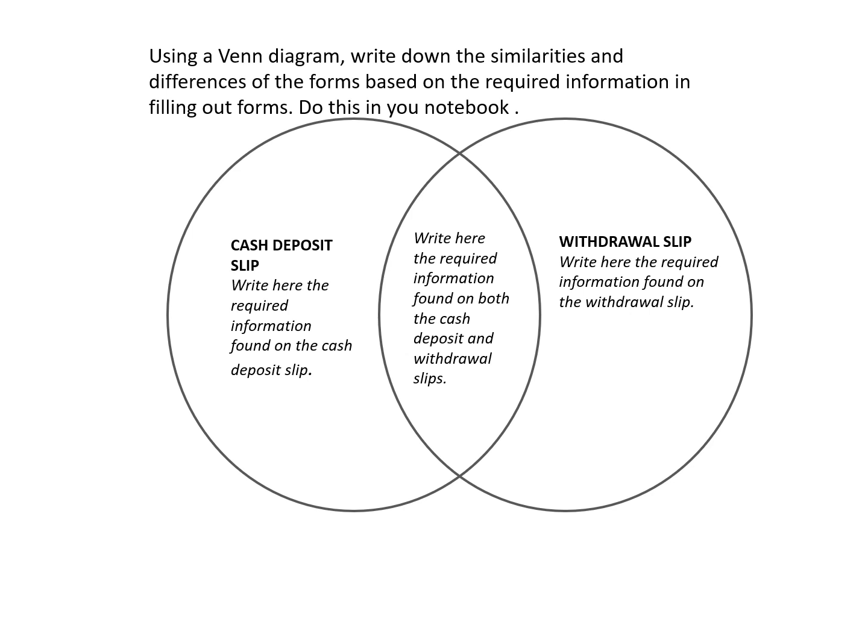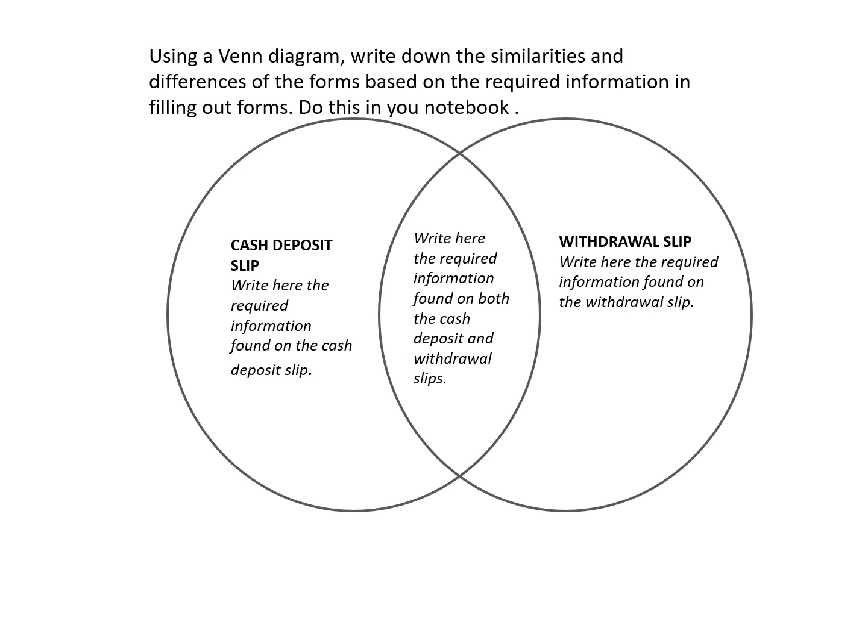Okay, so now let's do this activity. Using a Venn diagram, write down the similarities and differences of the forms based on the required information in the filling out forms. Do this in your notebook. But before that, let me explain to you first what is a Venn diagram. So a Venn diagram is an illustration that uses two overlapping circles to help to visually represent the similarities and differences between two concepts. Okay, so tingnan ninyo, we have two overlapping circle.